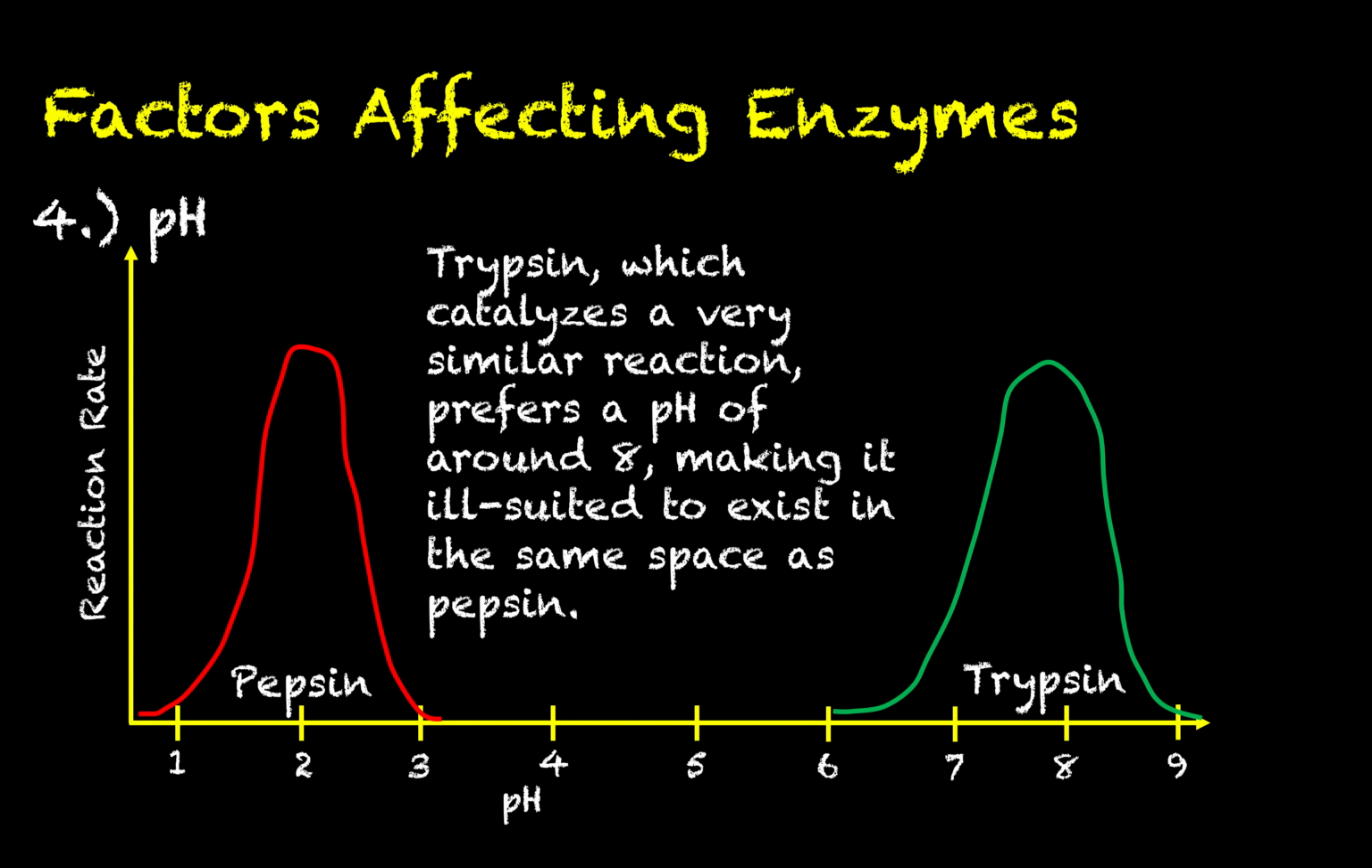Compare that to a different enzyme called trypsin, which is another protease enzyme which catalyzes a very similar reaction to pepsin. It has a pH optimum more around 8, meaning that trypsin is going to be ill-suited to exist in the same space as pepsin. So this brings things full circle to the importance of compartmentalization, which we talked about, I think, in the second video in this series. We said that compartmentalization allows different types of physiological processes that would otherwise be incompatible with each other to occur at the same time.